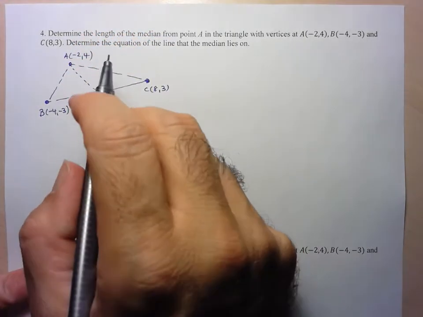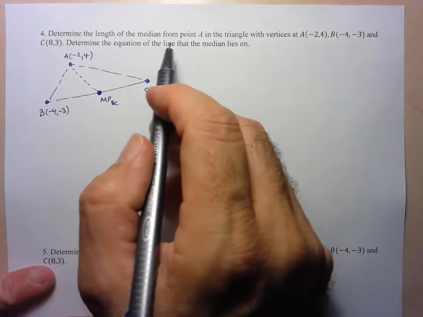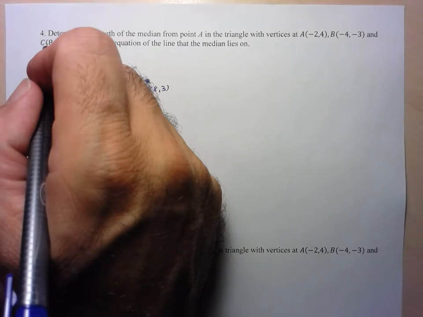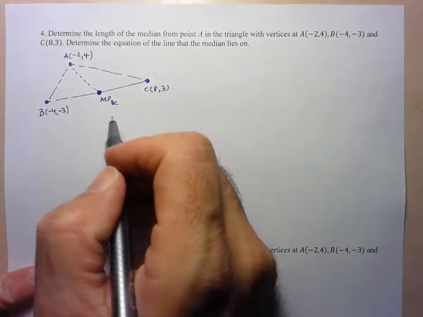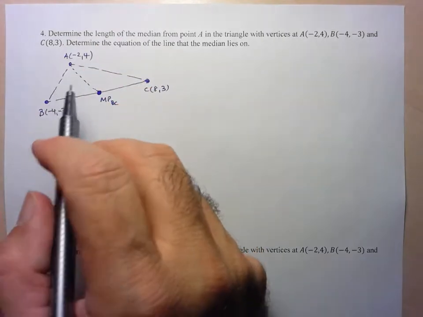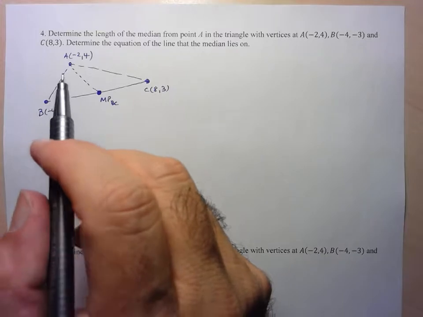In the first case, what I'm looking for is the length of this median. And then the next thing I'm looking for is the equation of the line that this lies on. If I think of this segment continuing in either direction, we can see that it lies on a line. Let's start with the first part, which is to determine the length of this median.